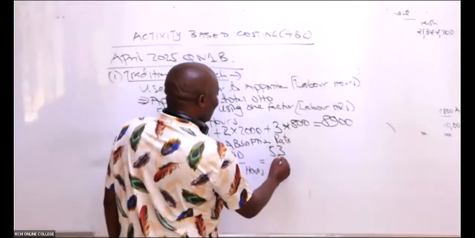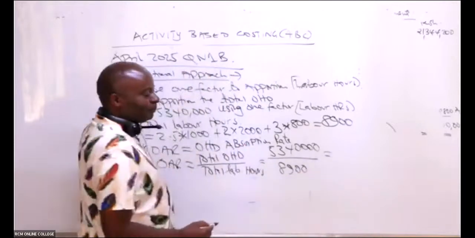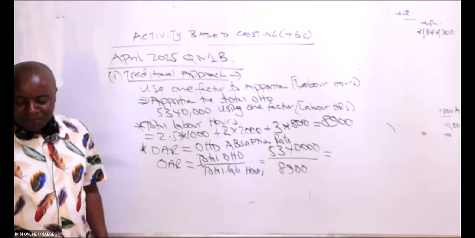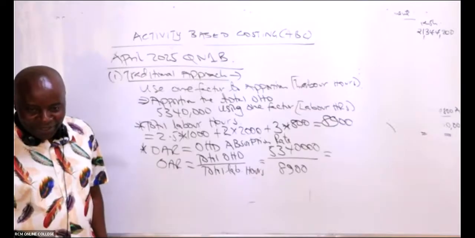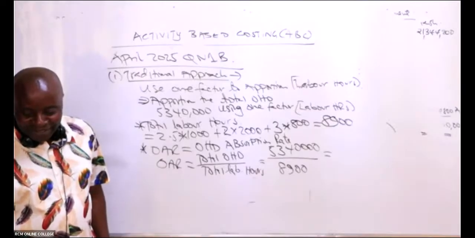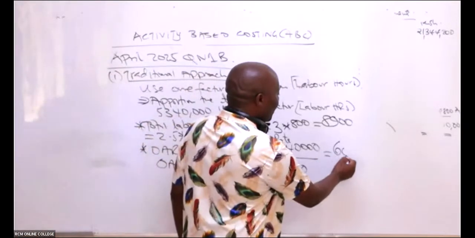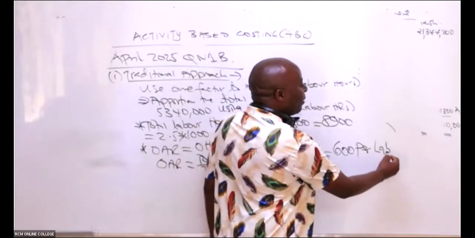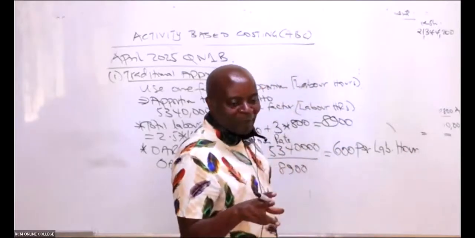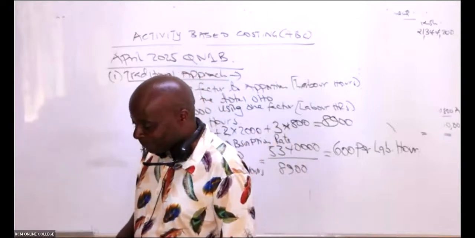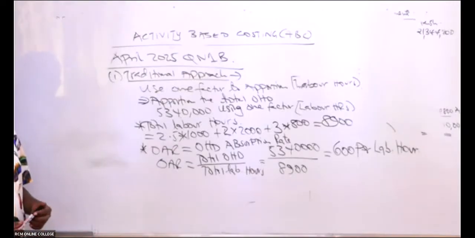Are they able to see this 40,000? Oh, I'm alone. 8,900. 600, right? 600 per what? Per labor hour or per hour, isn't it? I like differentiating this by mentioning labor hour because there are also machine hours. So that is our overhead absorption rate.